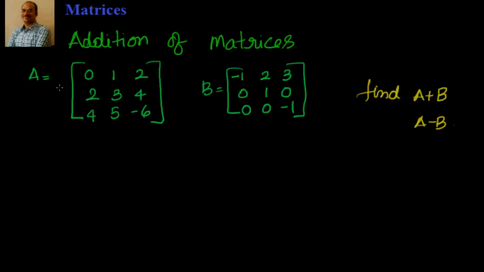So we have been given two matrices A and B, both of 3 by 3 order. A has 0, 1, 2, 2, 3, 4, 4, 5, minus 6 in the three rows correspondingly. B has minus 1, 2, 3, 0, 1, 0 and 0, 0, minus 1. We have to find out A plus B and A minus B.